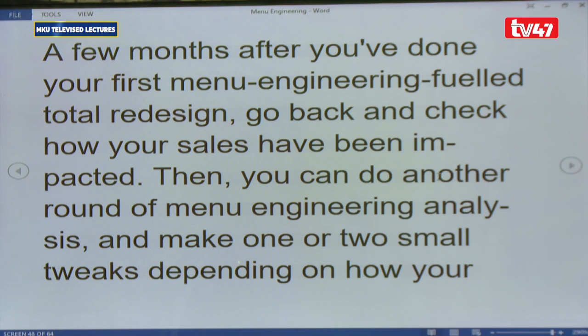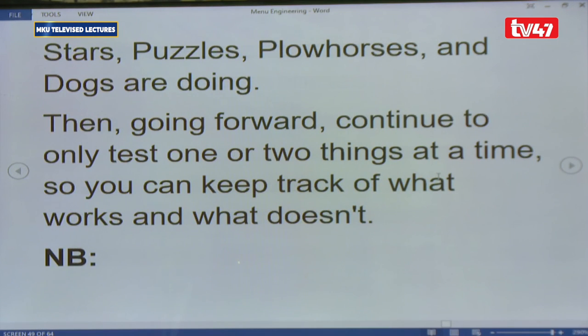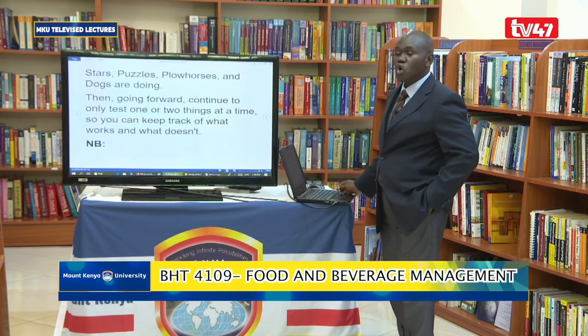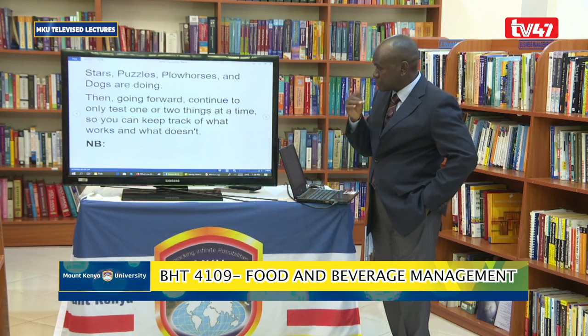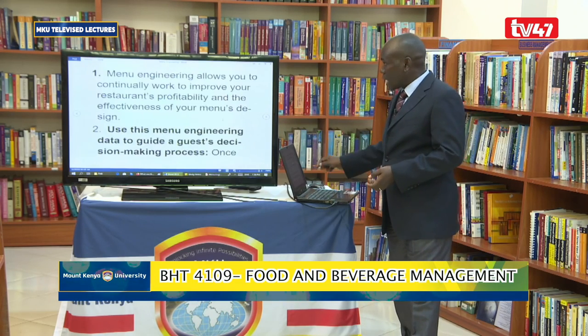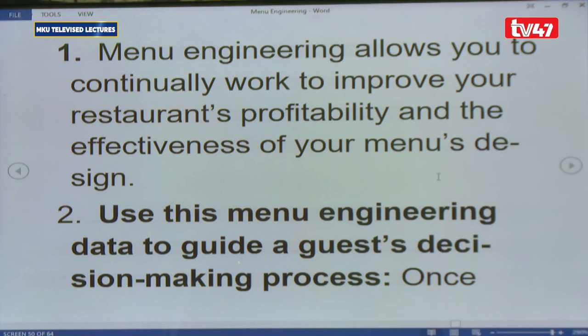In that case, you can do another round of menu engineering, analyzing, and making one or two small tweaks, depending on how the stars, the puzzles, the plow horses, or even the dogs are behaving. You can do another small bit of adjustment to your menu. Then going forward, continue to only test one or two things at a time, so you can keep track of what works and what does not work. I wish to mention, menu engineering will allow you to continue to improve your restaurant's profitability and the effectiveness of your menu design.